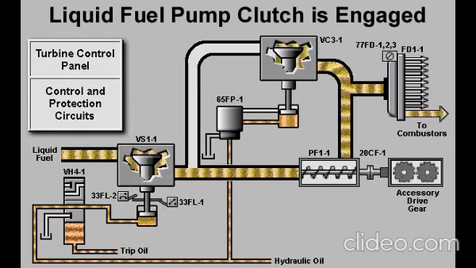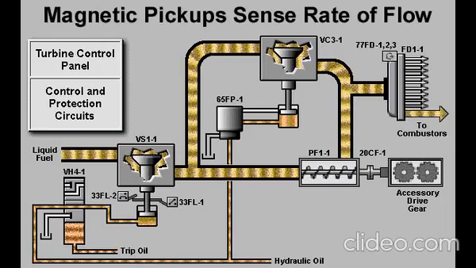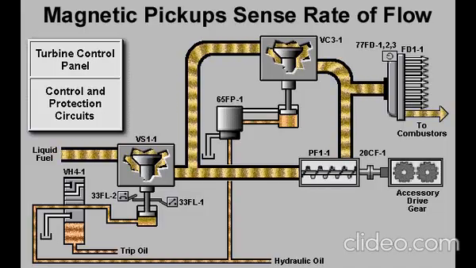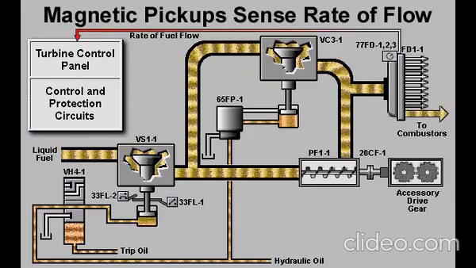Fuel flows to the bypass valve and the flow divider. The flow divider sends an equal amount of liquid fuel to each combustor. Magnetic speed pickups in the flow divider sense the rate of fuel flow and provide the control system with signals proportional to the amount of fuel being sent to the turbine.